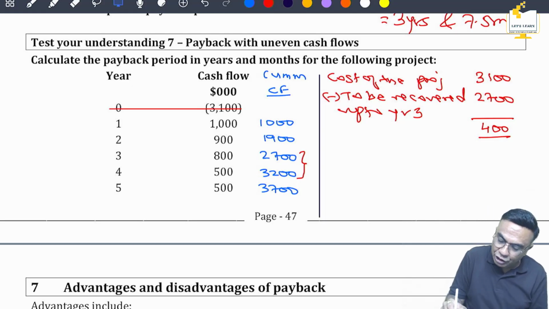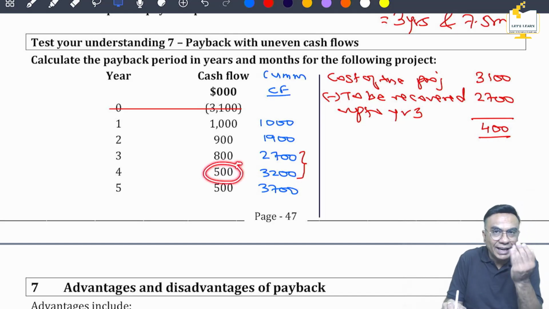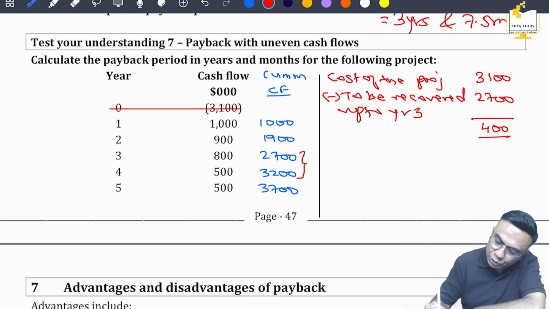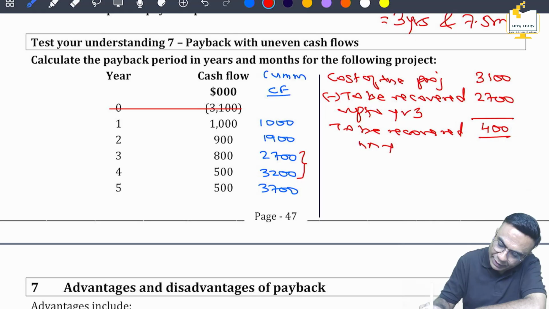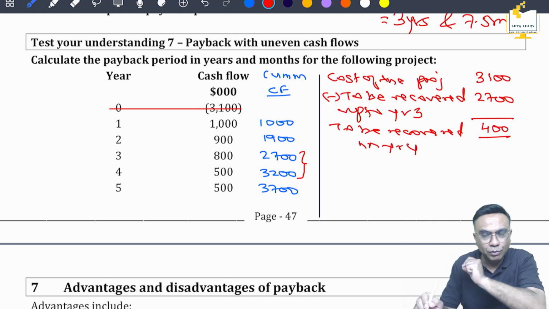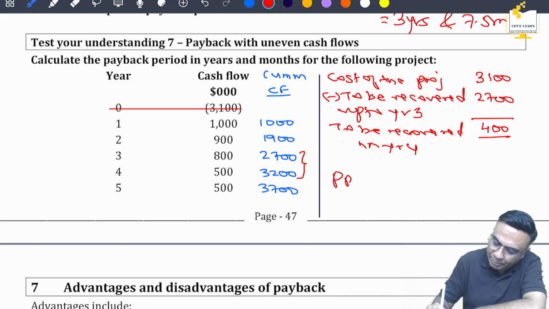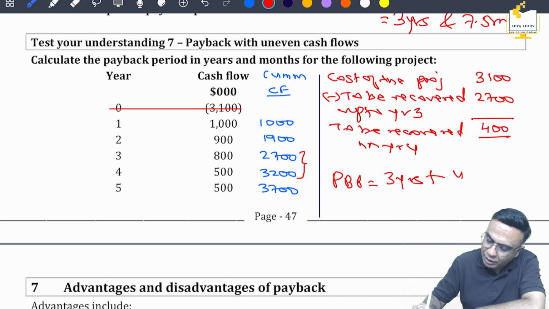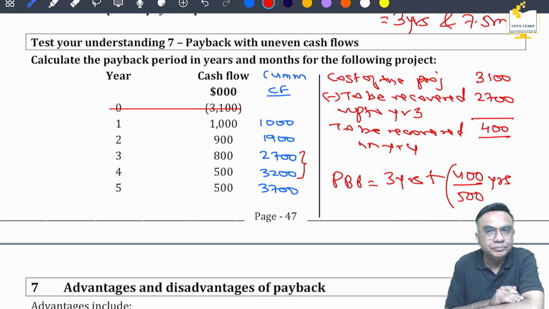What is the inflow for the 4th year? What is the cash flow for the 4th year? It is 500. Out of 500 I have to recover 400. So to be recovered in year 4, right? In year 4 you have to recover 400. So what is your payback period? It is obviously 3 years plus 400 you have to recover out of 500. Correct? This will be in years.